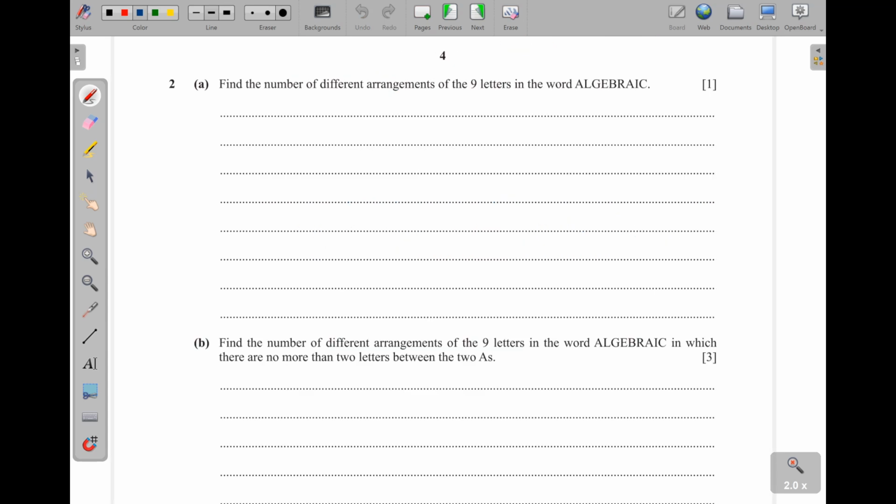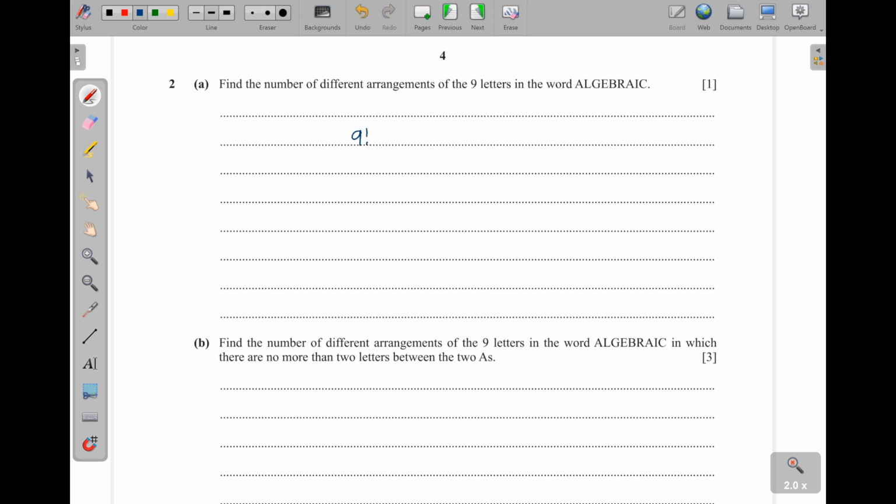That is that. Question 2 is coming from combinatorics, permutations and combinations. Part A, find the number of different arrangements of the 9 letters in the word algebraic. So the number of different arrangements, if these are 9 letters, then I'll write 9 factorial.